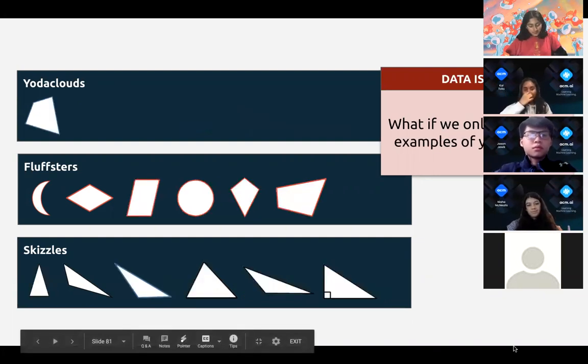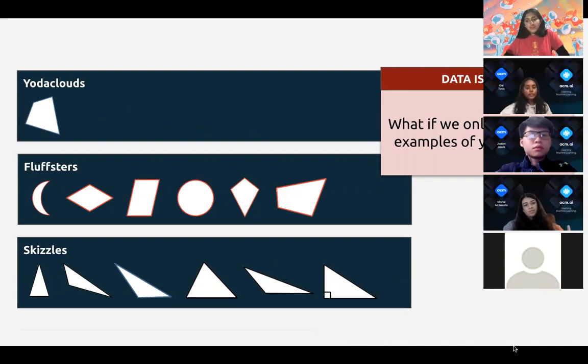Another issue we would have to consider is what if we only had a few examples of Yoda clouds? When we were playing the game, imagine I only gave you one example of the Yoda cloud. It would have been way more difficult to identify Yoda clouds if they came up later on. In a real life setting, take Facebook's auto tag AI, and say the AI only trained with examples of faces of men and no examples of faces of women. A big problem would be that the Facebook AI would not be able to recognize women. It would only be able to recognize men, just like how we would only be able to recognize Fluffsters and Skizzles and not Yoda clouds.